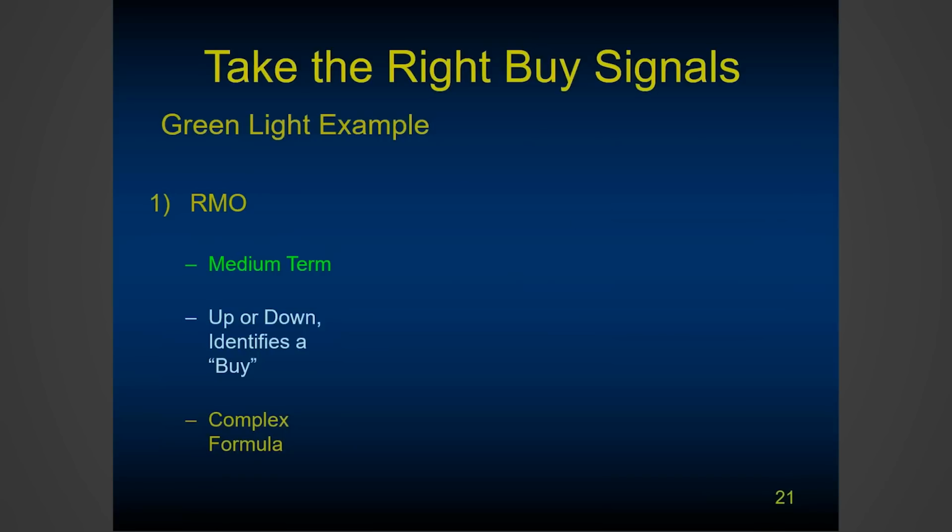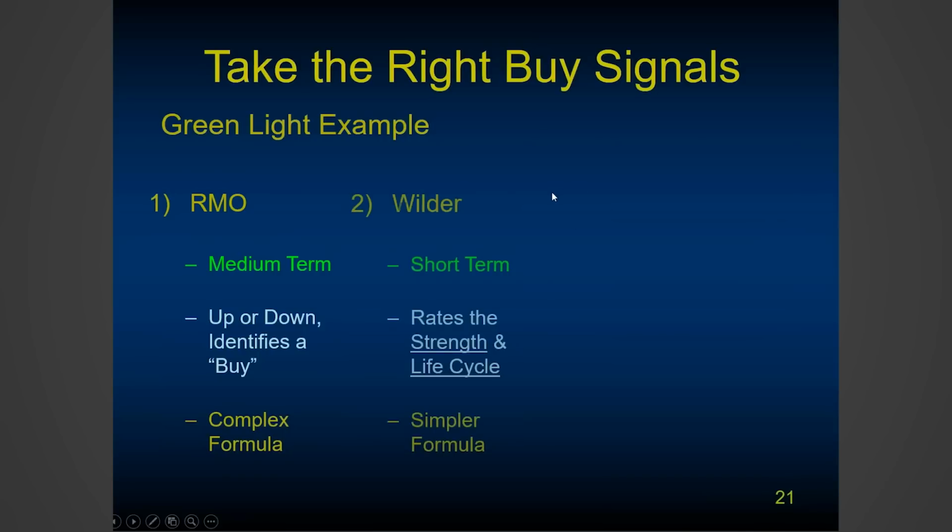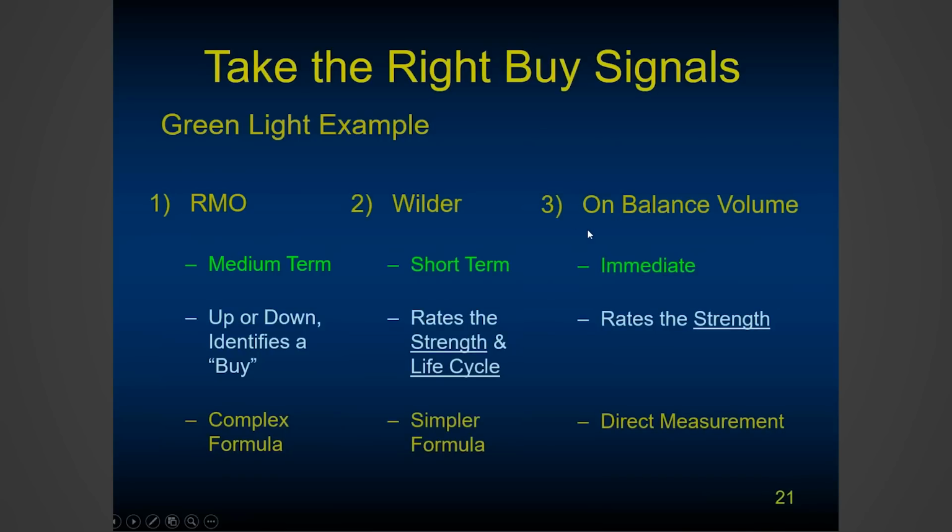We use it to take the right buy signals. We have a system that we call the Greenlight trading strategy, which you can find on our site. We use 3 indicators. We use RMO, we use Wilder equations. At the very last step, we throw in the on-balance volume indicator. And this is what I was talking about, using it with multiple indicators. This just happens to be how we use it.